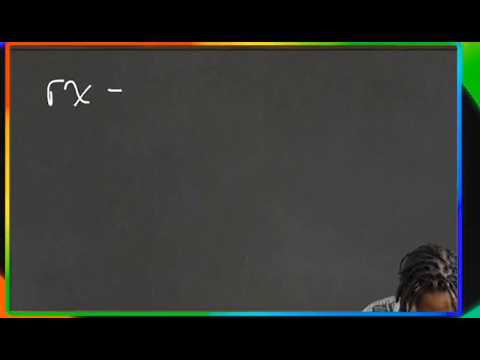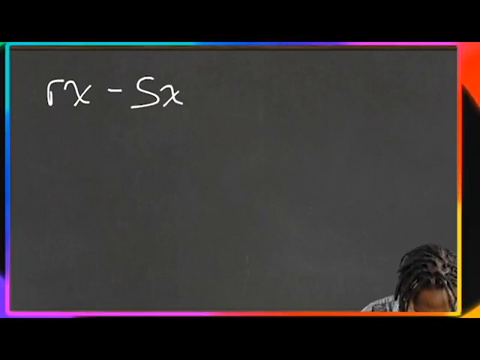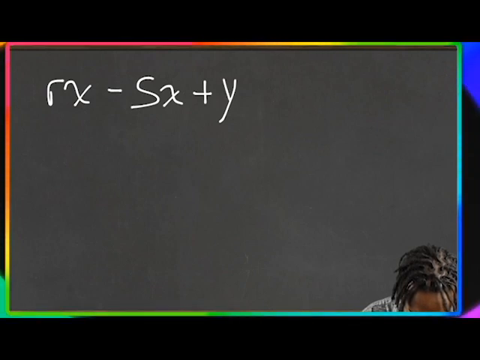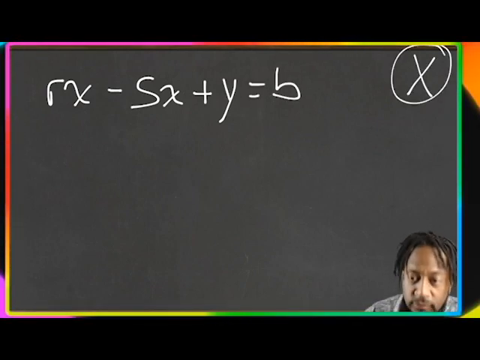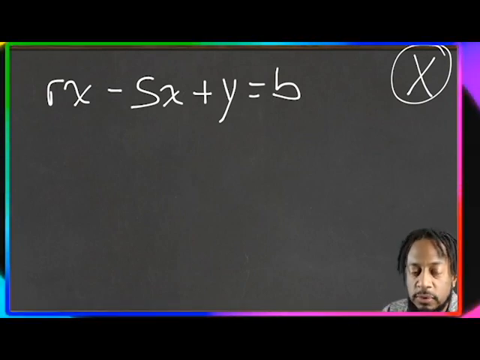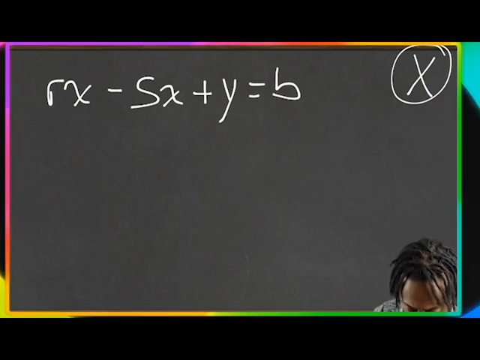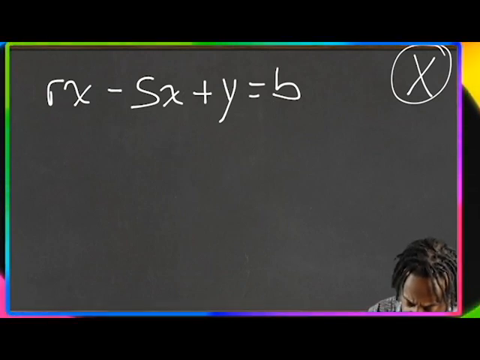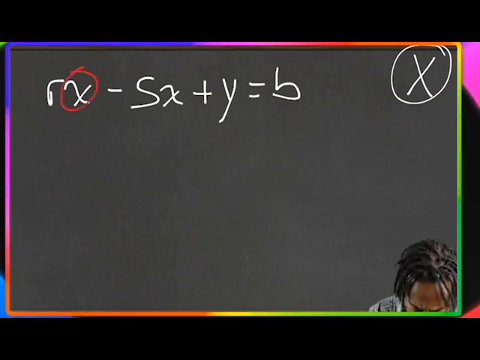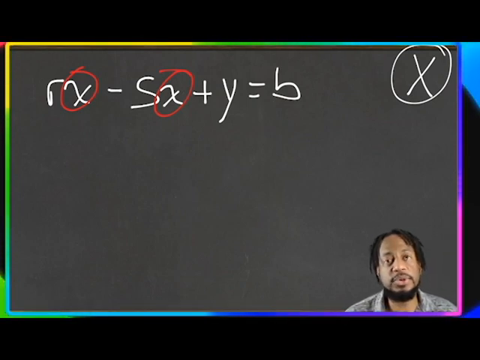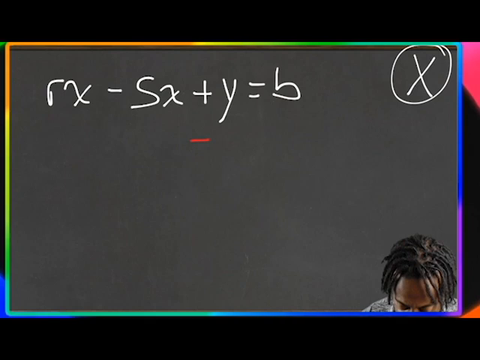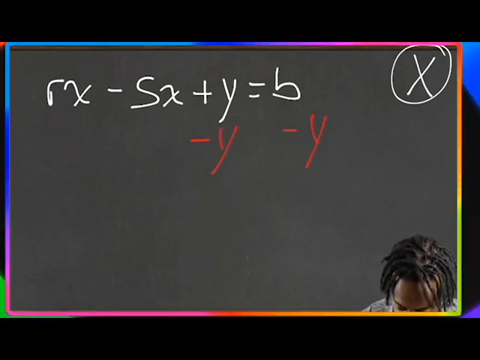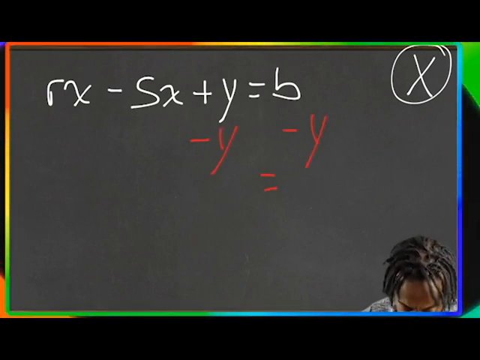We have Rx minus Sx plus Y equals B. And remember, we are solving for X. X is what we're solving for. Okay? So, where is X? We see it. It's here twice. Now, there's a trick to this. Watch. So, let's get rid of the circles. Let's get rid of this Y first because it's all alone. We don't need it. And we're going to say minus Y to both sides.